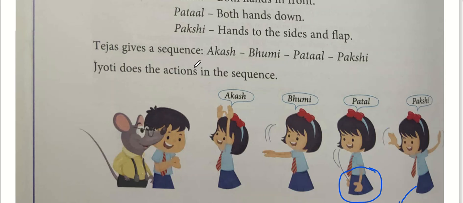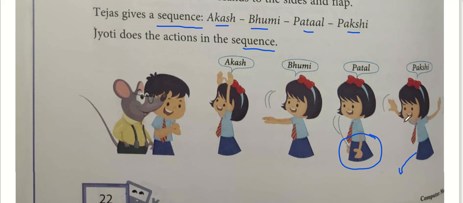Tejas gives a sequence: Akash, Bhumi, Patal, Pakshi. Now what is the sequence? Sequence means one by one. It means Tejas has given instructions to Jyoti to perform first the Akash pose, after that Bhumi, then the Patal pose and then the Pakshi pose. Then Jyoti does the actions in the sequence, in the same line as the instructions given by Tejas. First she performed the Akash pose, then Bhumi pose, then Patal and then finally Pakshi pose.